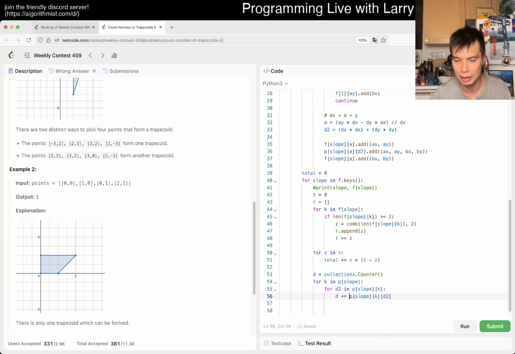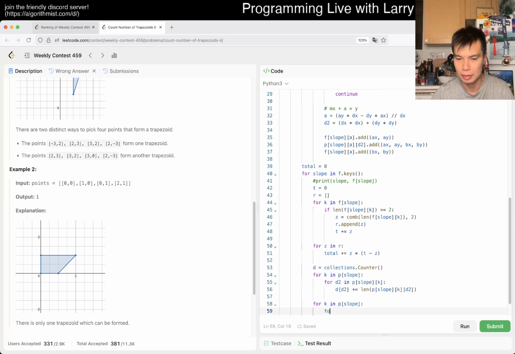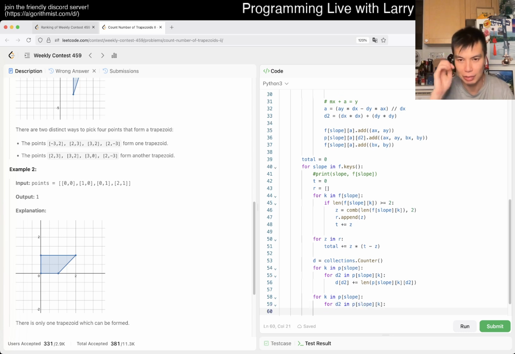So for D, we just add the count of it. I think it's fine, because that's the number of lines with that distance. Or whoops, D of D2 is the distance for a given slope. Okay, that's fine. And then we just do another loop. I know that we double count, but okay, so then d2.